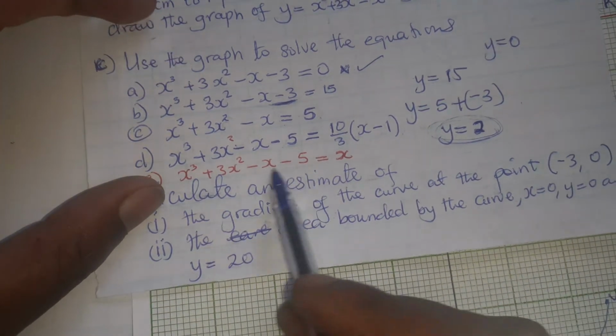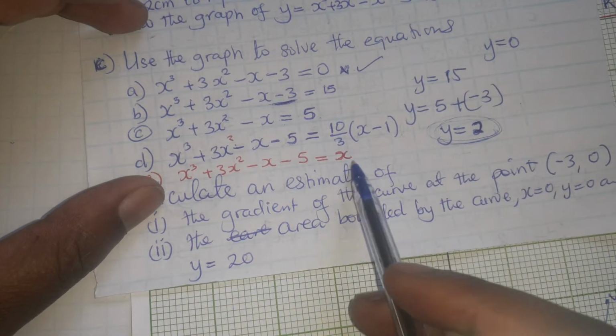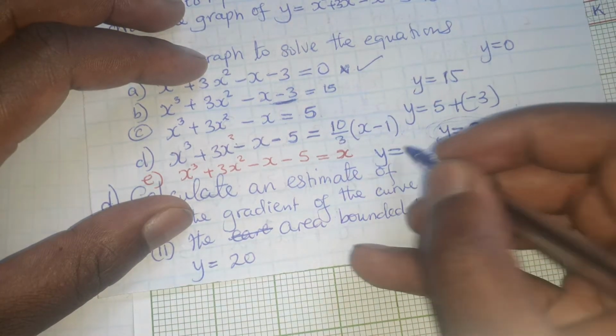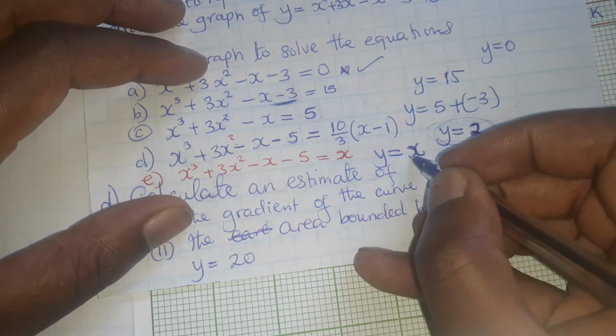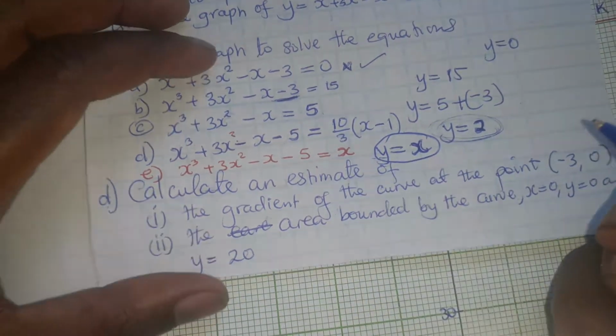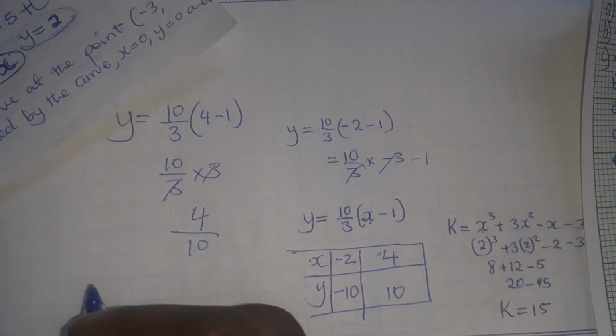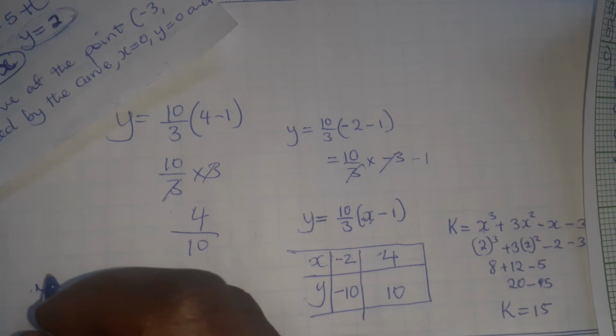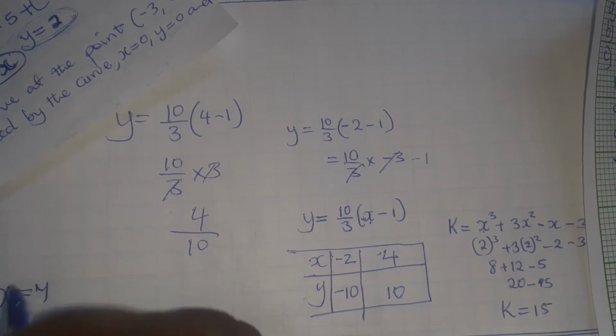So here, this whole equation has been equated to x. So what are we saying here? What we are saying is that x is equals to y. This is what we are working with. So x is equals to y. What does that mean? X is equals to y.